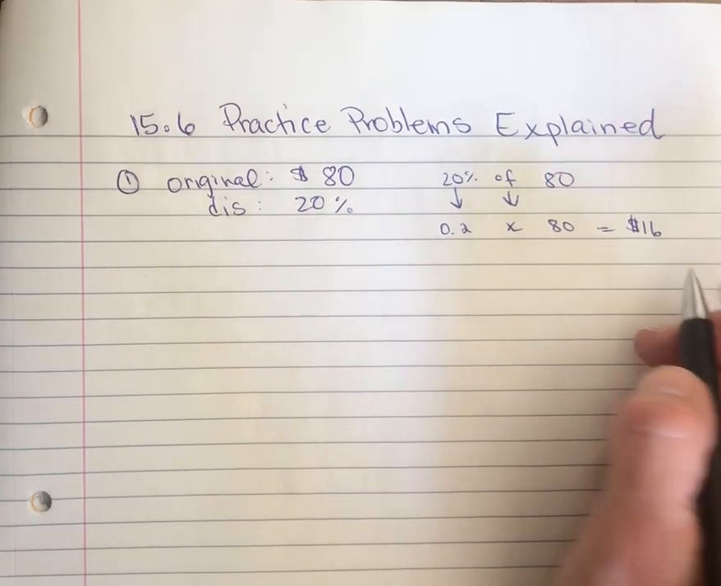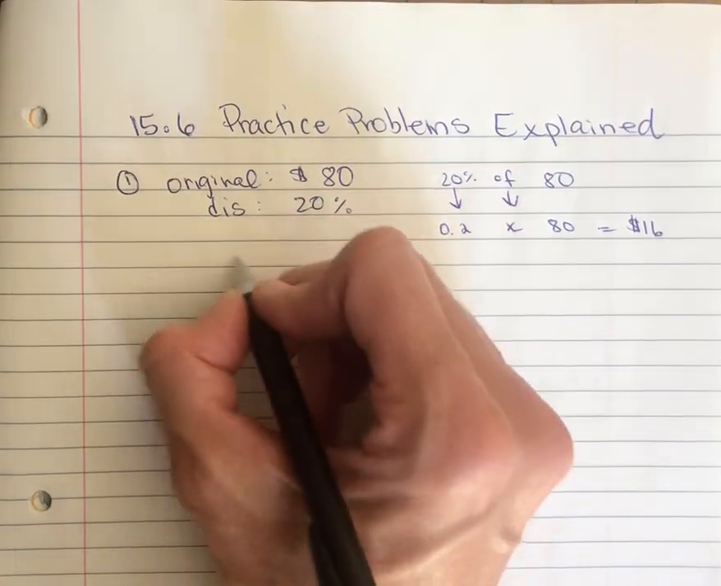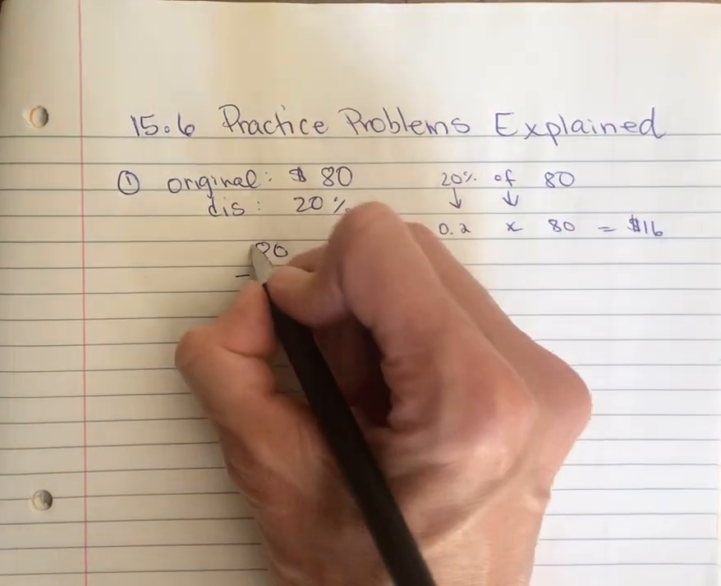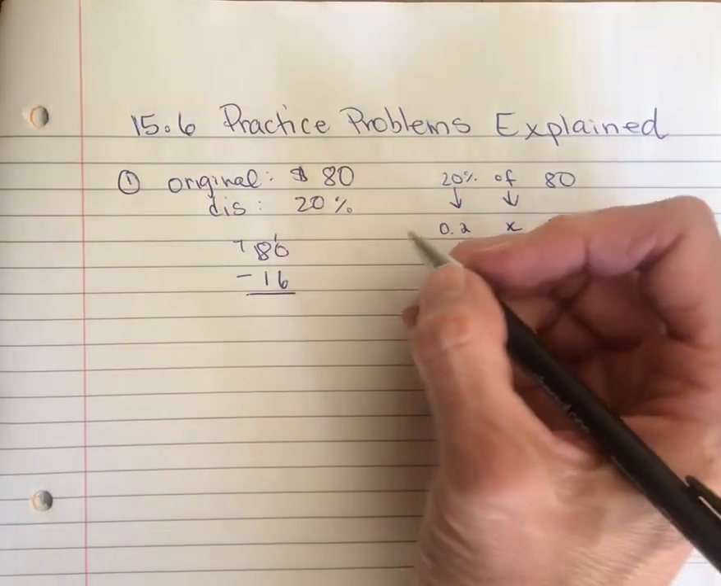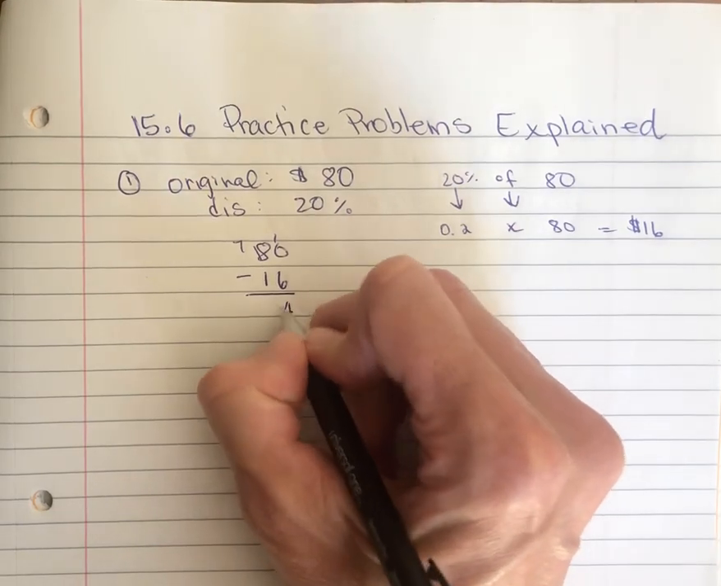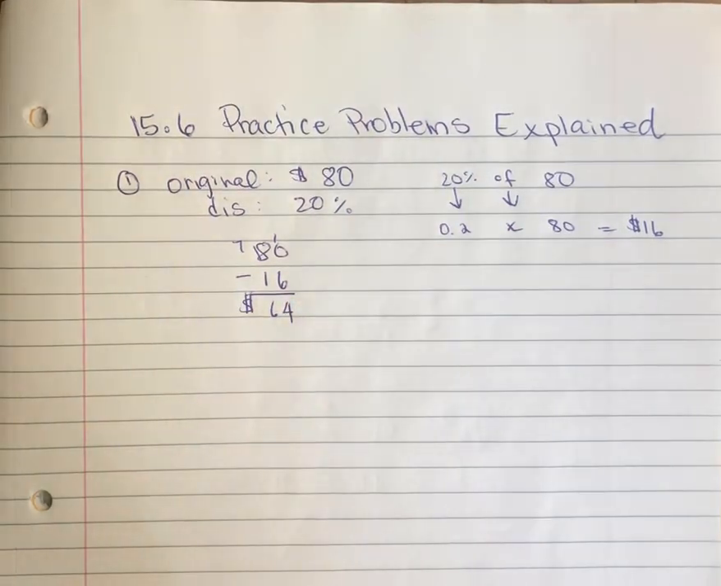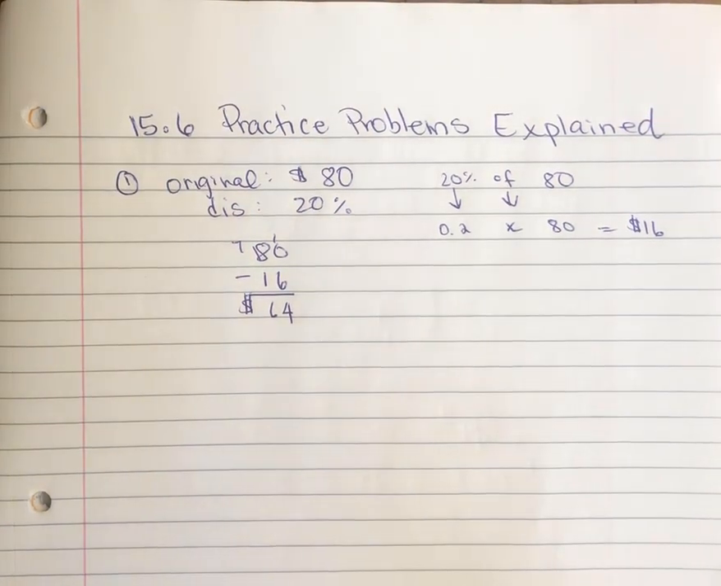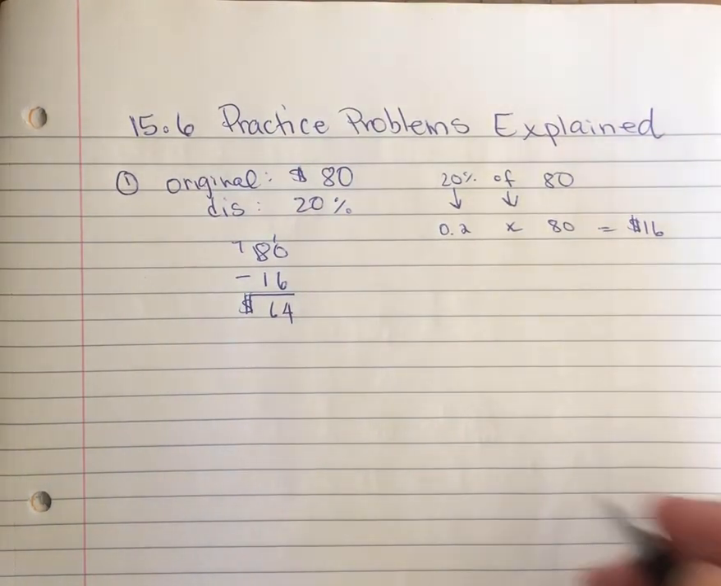So in order to find the sales price, we need to take our $80, we subtract out the discount, borrow, and we get $64 as the sales price. Okay? All right, let's look at number two.